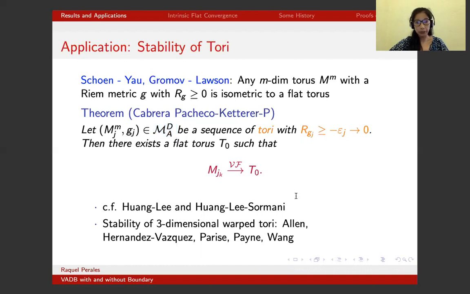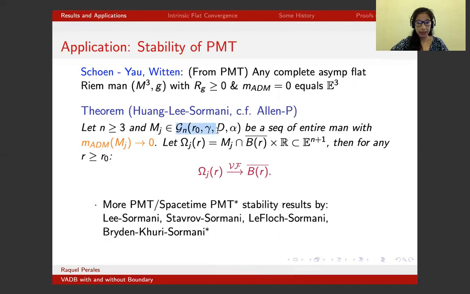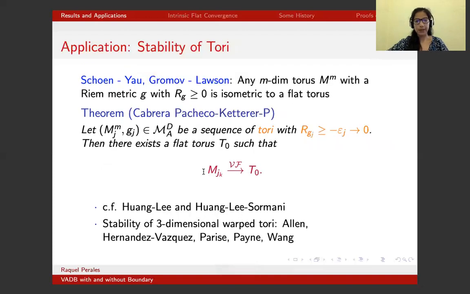So the way to prove these two applications is the following: with the conditions imposed in the class MDA or in the class G and R0 gamma d alpha, one is able to prove diameter bounds, that volume converges, and also that the tensors satisfy the inequality G0 less or equal than Gj. Okay, so these theorems are proven in this way.